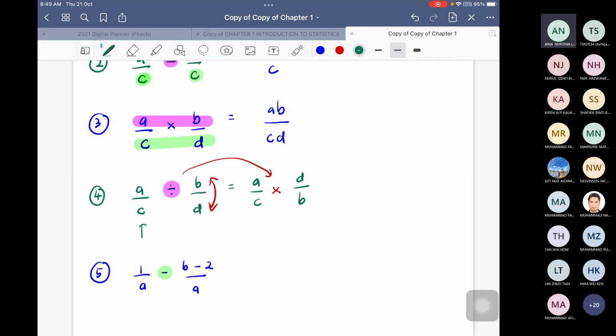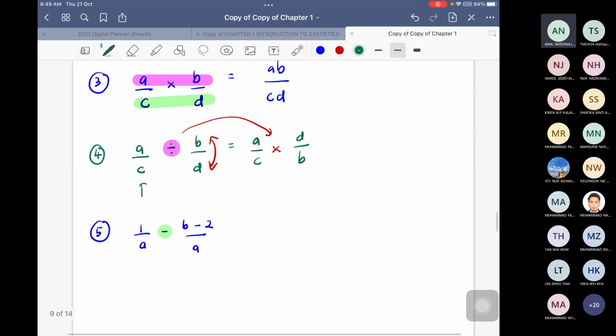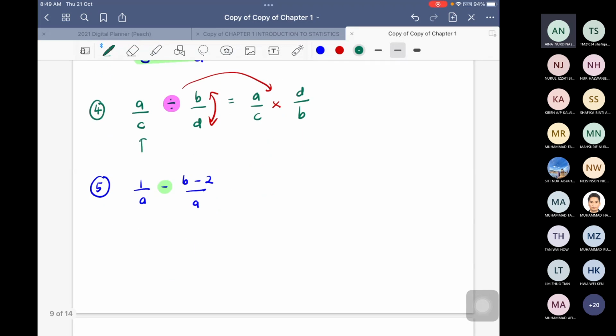So that is going to be macam mana kita nak deal when we come across operation yang melibatkan bahagi antara fraction. So bahagi tukar jadi darab, yang belakang dia akan jadi upside down. Okay, and the fifth one, ni adalah trivial. I tahu yang some of you can see that you know this already. Tapi I have seen many students doing the same mistake over and over again. So, I rasa I kena highlight lah benda ni.